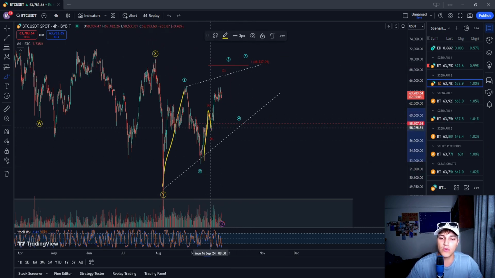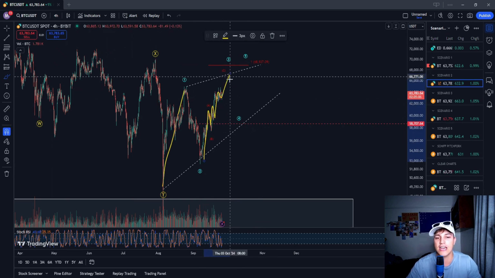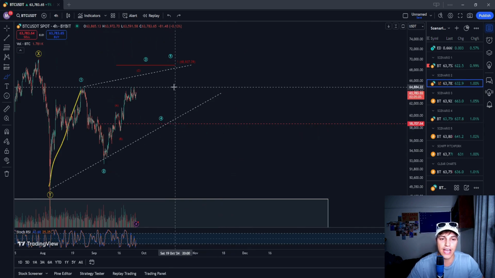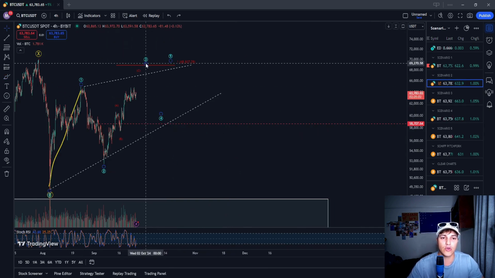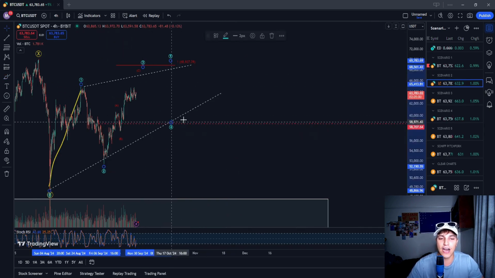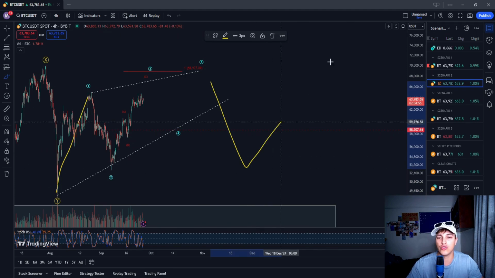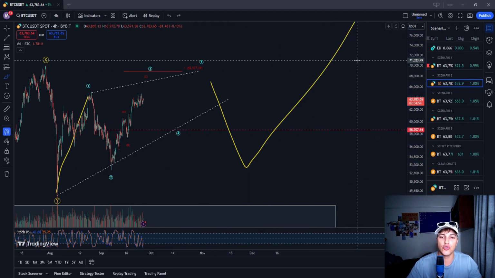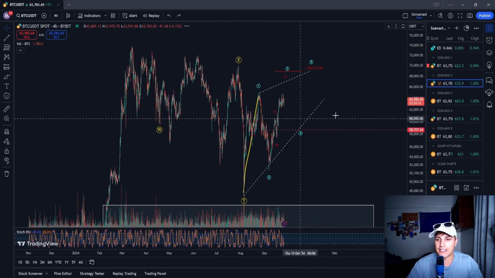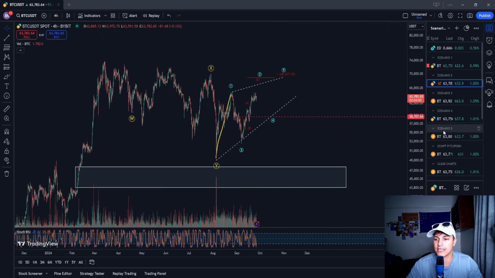In this wave C, we also have the 5-wave structure like we were discussing on the other scenario. Followed by that, we should get a wave 4 down and then one more wave 5 up, followed by a wave 2 and then a blast off to the upside. That is the second scenario on the chart at the moment.